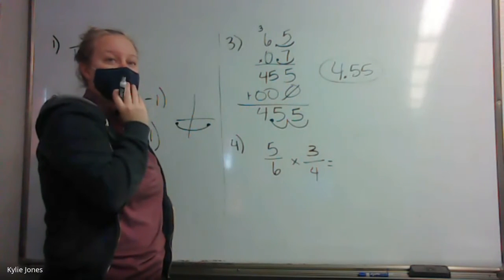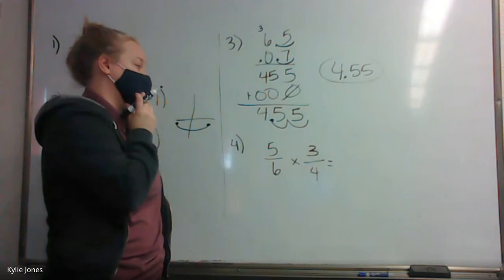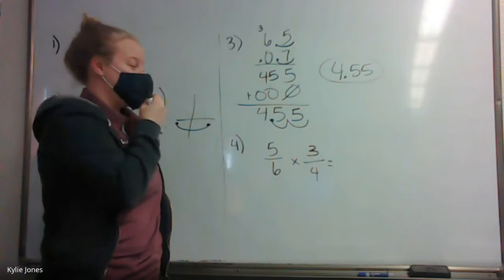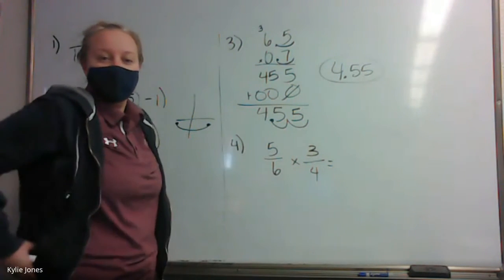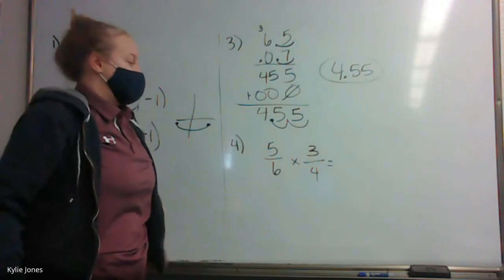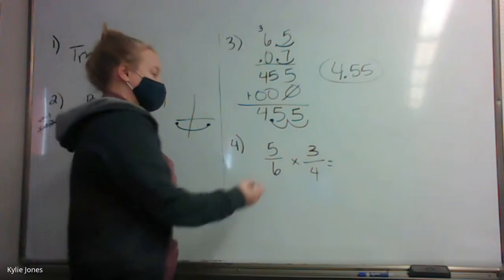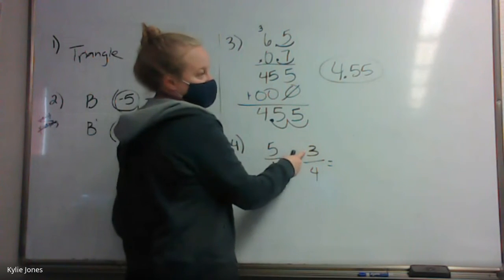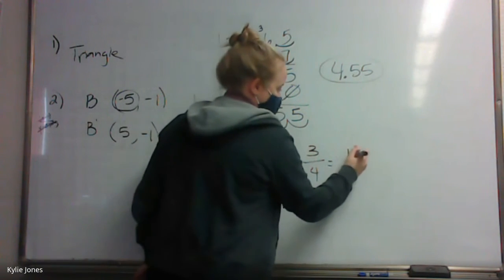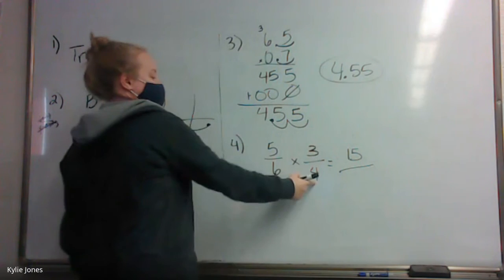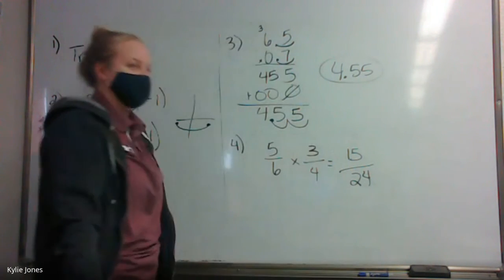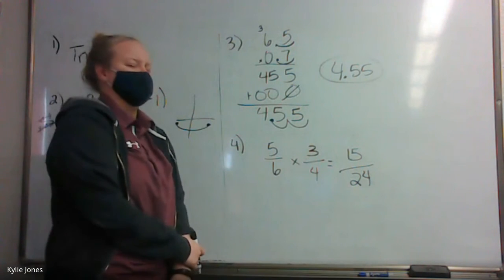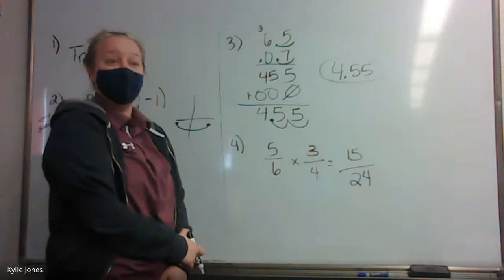All right. Our last one is multiplying fractions. If I have 5/6 times 3/4, how do I do this? Multiply straight across. So we need to do 5 times 3. What is 5 times 3? 15. And then what is 6 times 4? 24. Am I done? No. Why am I not done? Good. We got to simplify.